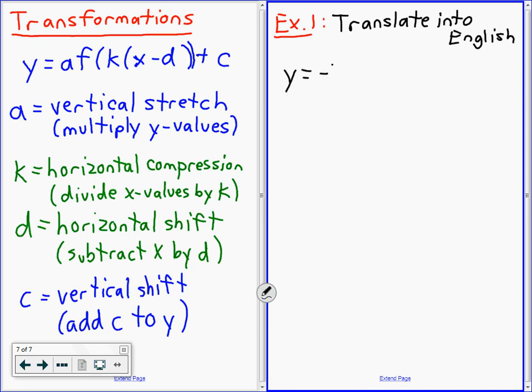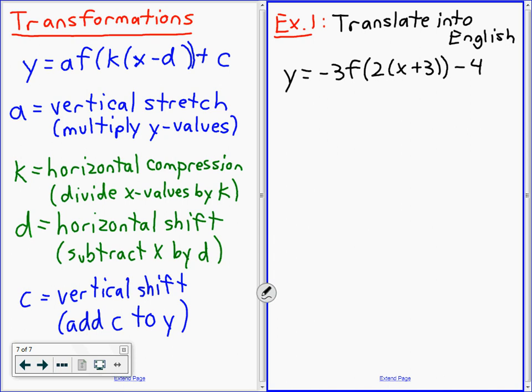Y equals negative 3f of 2x plus 3 minus 4. Okay. Now before you freak out, take a deep breath. You can do this. Okay, so we're going to just go left to right. What does that negative 3 mean?